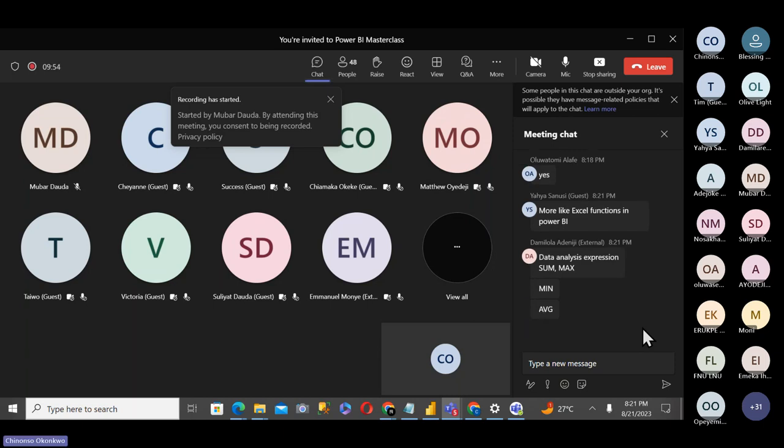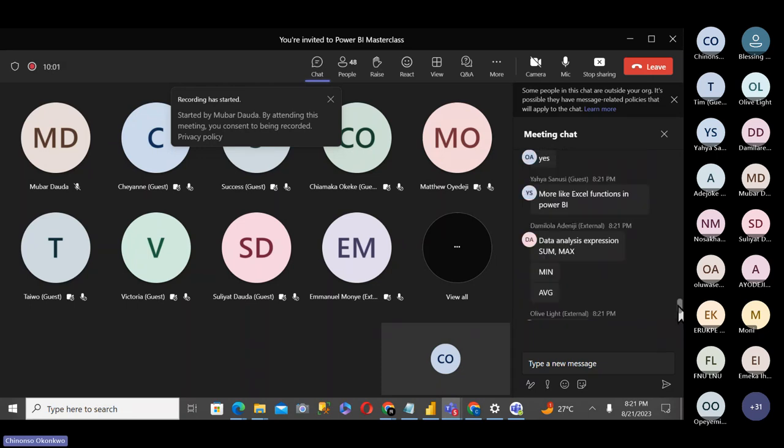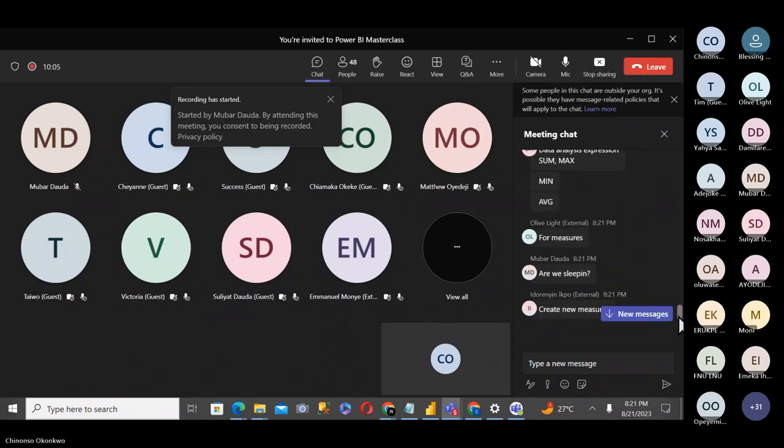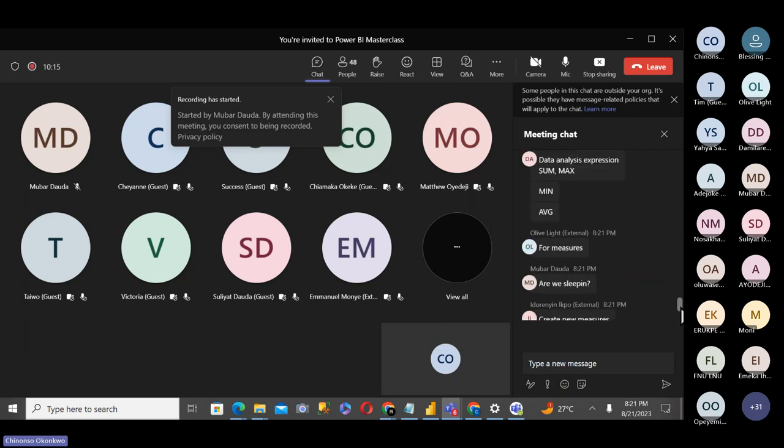Okay, Damilola, that's good. I see for measures. I see more like Excel functions in Power BI. Okay. People should wake up. Mobile is asking. You can't be sleeping. That's the collection of functions. Okay. So now I'm asking, what do you use that for?